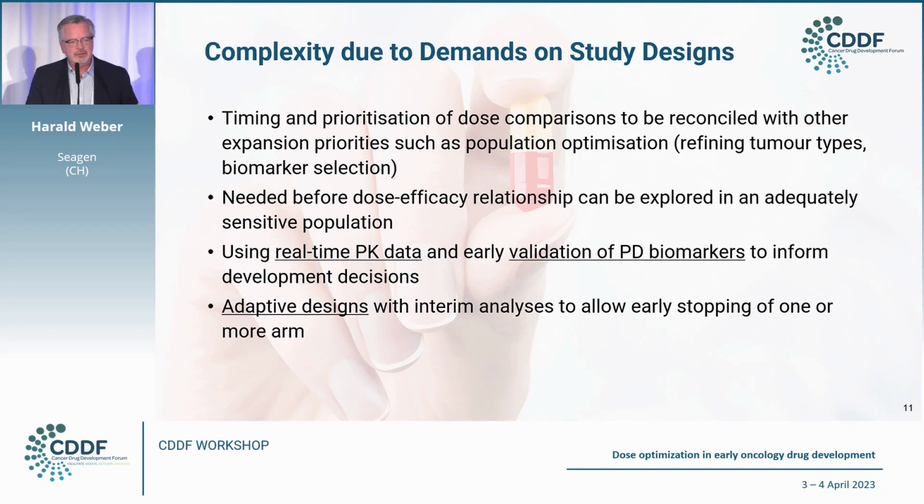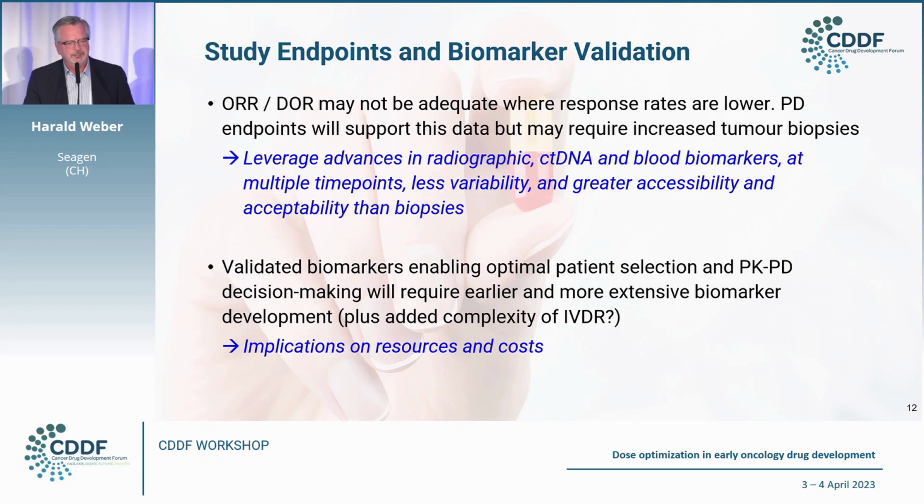So we need to use real-time PK data, again, with implications on resources and capacity, and early validation of PD biomarkers to support development decisions. And we will certainly hear more about adaptive study designs, utilizing interim analysis to allow early stopping of one of these dosing cohorts or dosing arms in randomized studies.